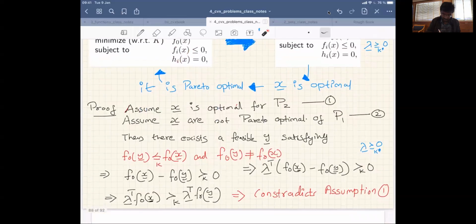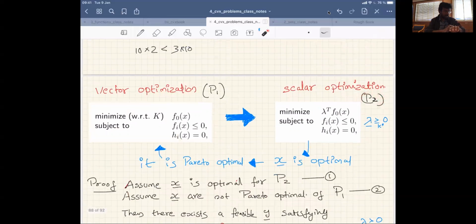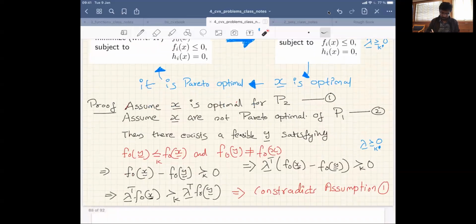It's simple. Assume that X is optimal for P2. So I call this problem P2 and this P1. Okay. Assume that X is optimal for P2. And then we make a second assumption: X is not Pareto optimal for P1. So we are going against the theorem. Now we saw that this will not happen. This is a rough sketch of the proof. So X is optimal for this, but not Pareto optimal for this.